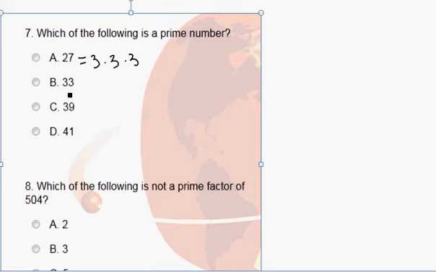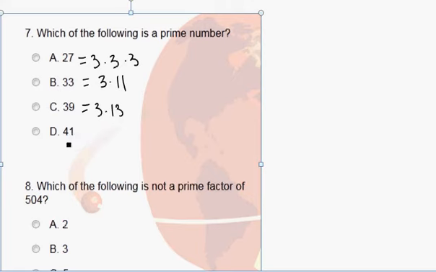Likewise here, if we add up the digits 3 and 3, we get 6, and 6 is also divisible by 3. So 3 is a factor of 33. In fact, it's 3 times 11. And then here, 39, again, we add 9 plus 3, we're going to get 12. 12 is divisible by 3, and so 39 is divisible by 3. In fact, 39 is 3 times 13.